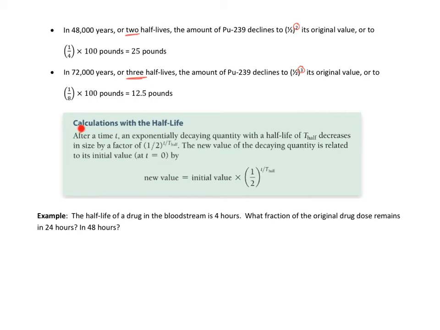So we have calculations with a half-life. After time t, an exponentially decaying quantity with a half-life of T sub half decreases in size by a factor of 1/2 to the little t over big T. The new value of the decaying quantity is related to its initial value by this equation. So we would have the initial value times one half raised to some power, and that would give you the new value.